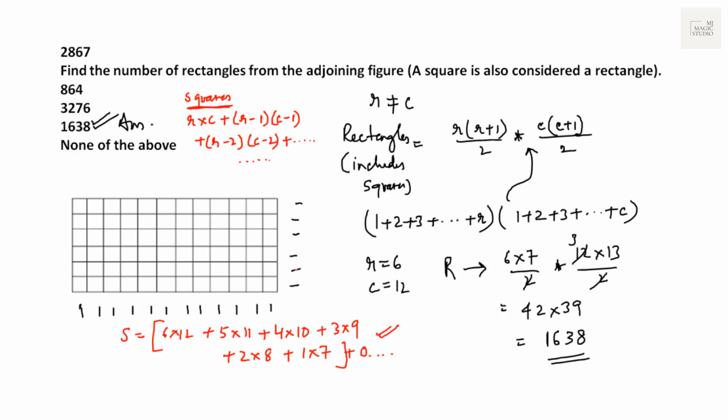And now if they ask you how many rectangles there are in this adjoining figure which are not squares, that would be simply answer 1 minus answer 2. For rectangles which are not squares, you need to make use of both formulas. Answer number 1 minus answer number 2 will give you the rectangles which are not squares.